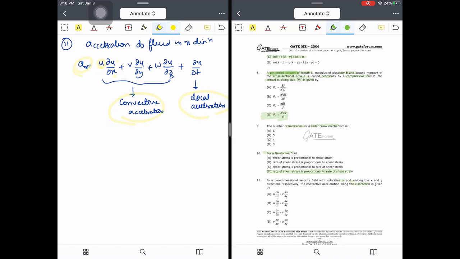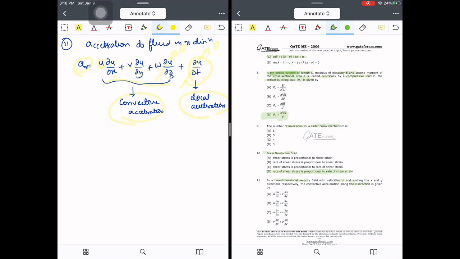Convective acceleration, suppose in the x direction, where u is the component of velocity in that x direction, is u into del u by del x plus v into del u by del y plus w into del u by del z, plus del u by del t. So del u by del t represents the local acceleration and the other terms represent the convective acceleration.